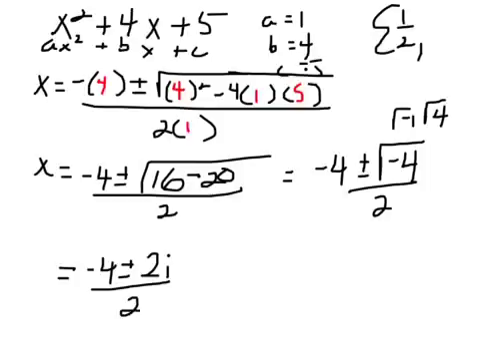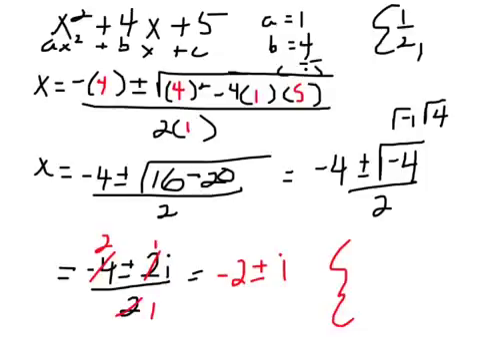Now 2 divides out of every single term there, so that's what I'm going to do. I'm going to divide 2 out of every term. So let's see, 2 goes into there twice, it goes into there once, it goes in there once. So I get negative 2 plus or minus 1i over 1. So it's just negative 2 plus or minus i.